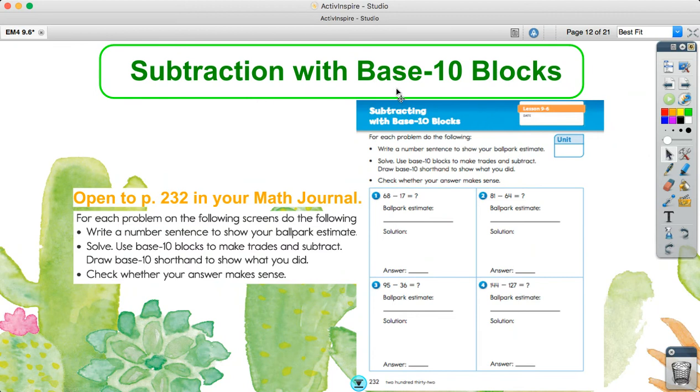Subtraction with base 10 blocks. We're going to be doing our math journal page together. Please open to page 232 in your math journal. For each problem on the following screens, write a number sentence to show your ballpark estimate, then solve. Use base 10 blocks to make trades and subtract. Draw base 10 shorthand to show what you did, and check whether your answer makes sense. Let's get started.